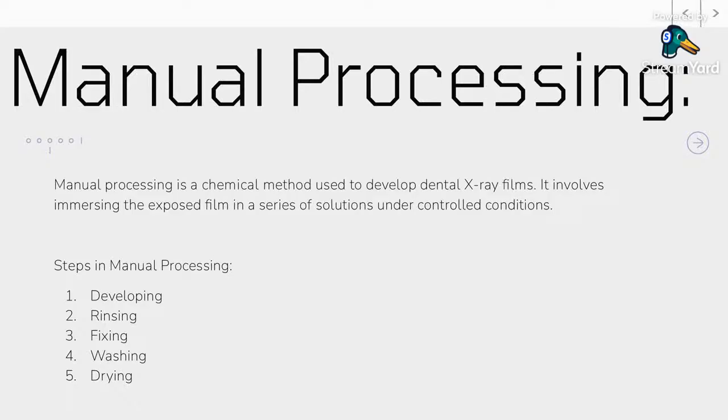What are the steps in manual processing? First is developing. Developing converts the exposed silver halide crystals to black metallic silver. Then the second step is rinsing. This is to stop the development process. Third is fixing. This removes the unexposed crystals to make the image permanent. Then fourth is washing, which eliminates the residual chemicals. And fifth is drying, which prepares the film for viewing or storage.